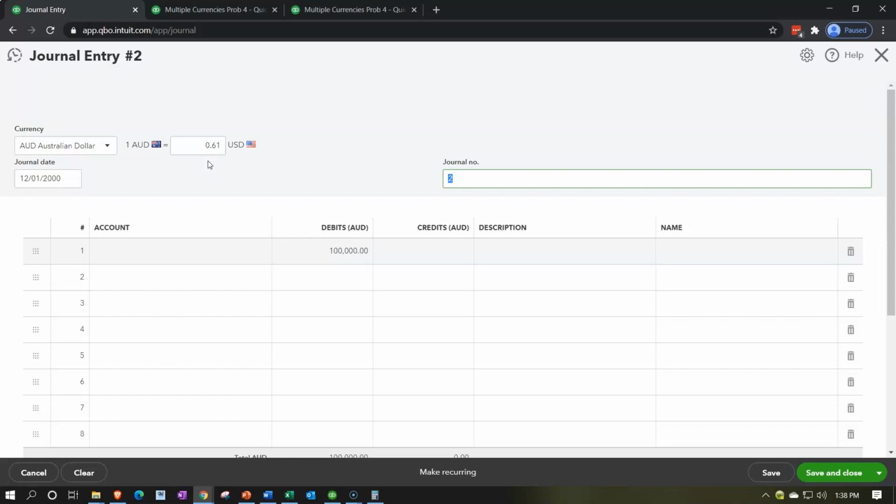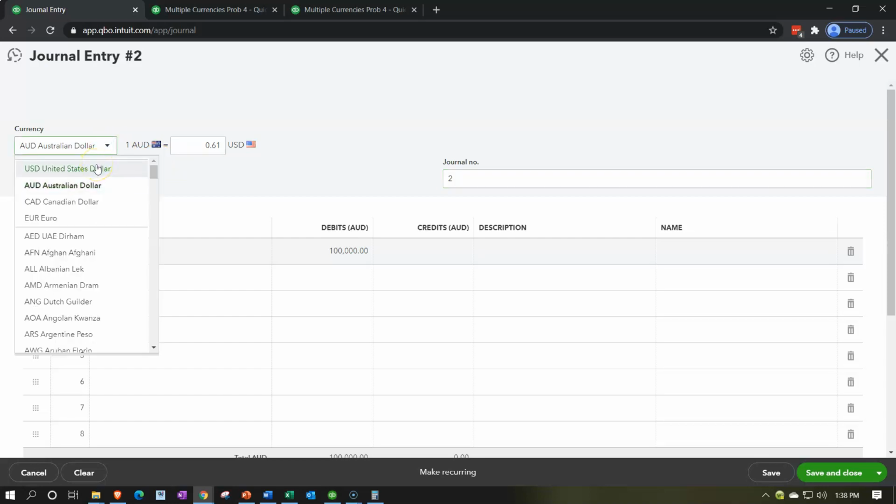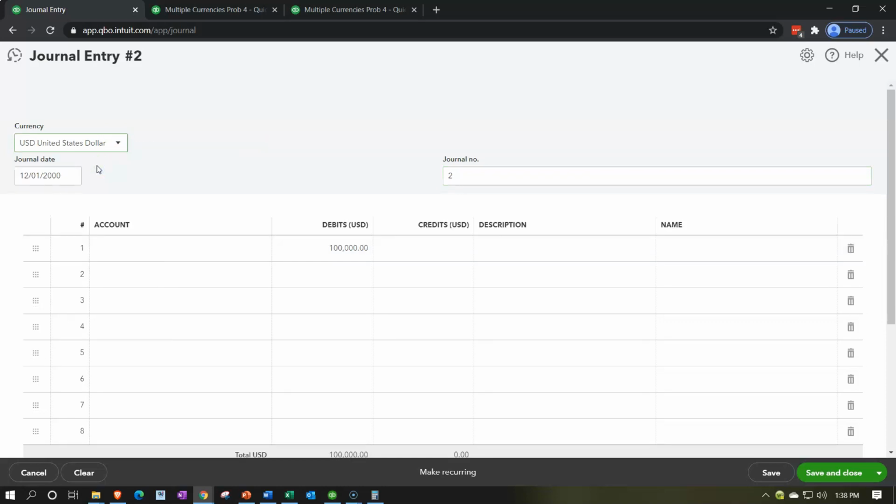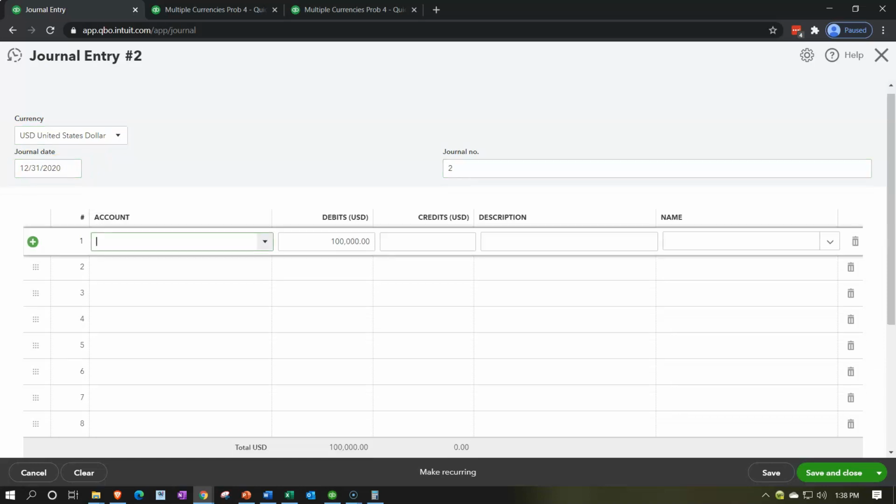We're just going to do a journal entry though. So I'm going to actually put this back to the US dollars, because now that we figured out what the amount is, we're basically going to calculate it in US dollars. So we're going to put this as of the end of the month, 12/31/20, because it's an adjusting entry.